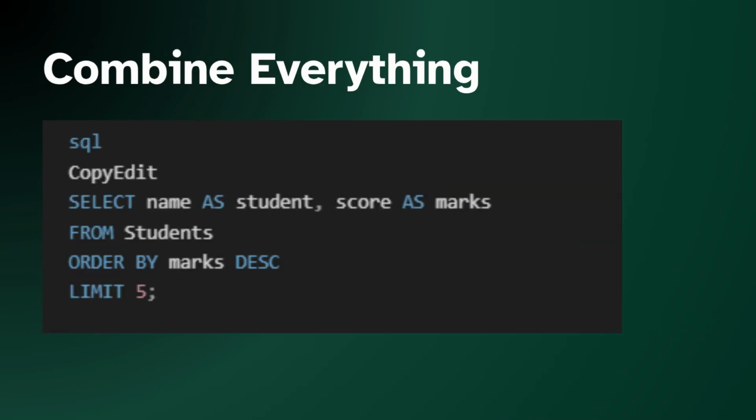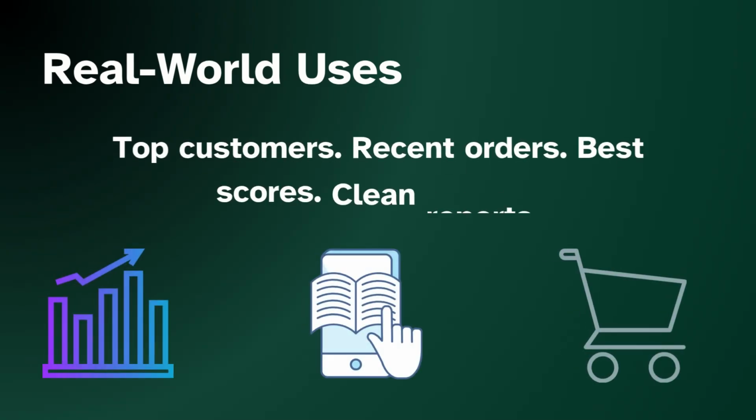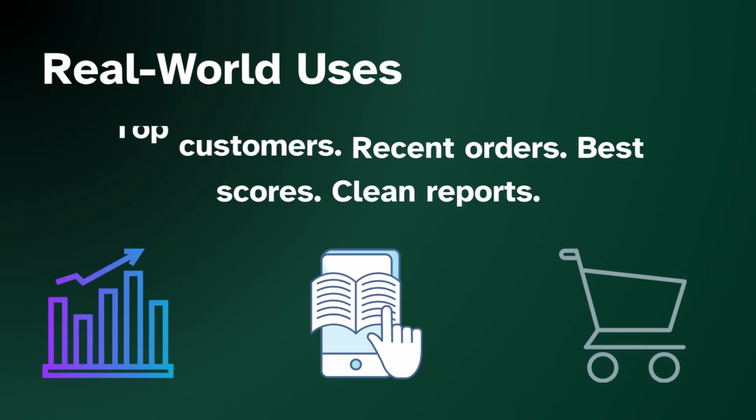Now let's combine it all. Alias names, sorted scores, and just the top 5 students. Whether it's business, school, or analytics, this combo helps you find the best, fastest.